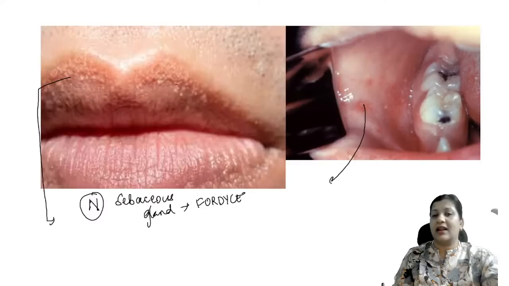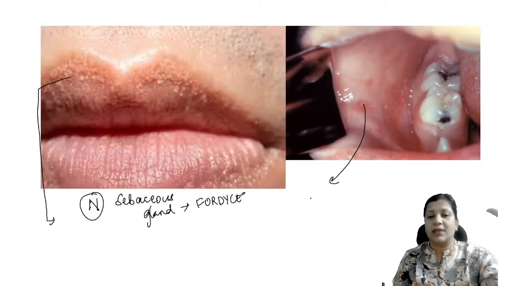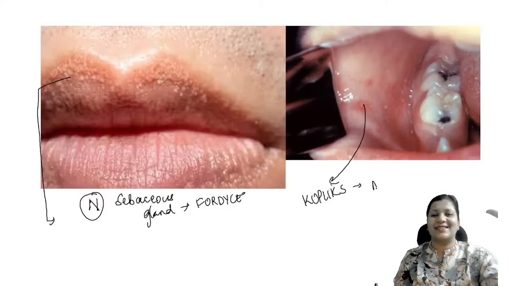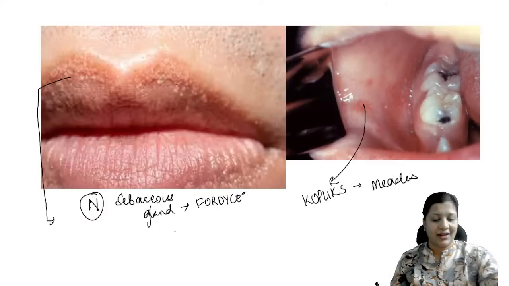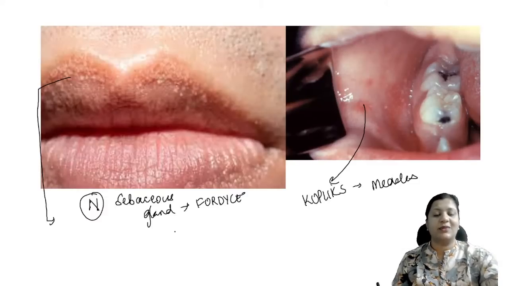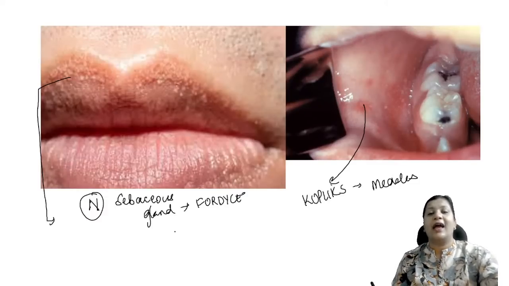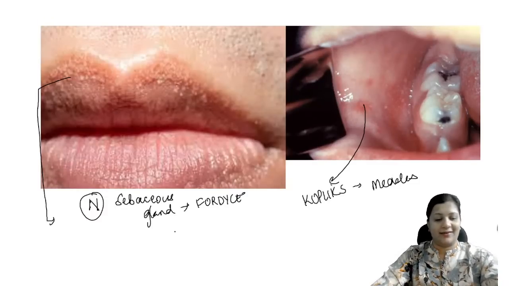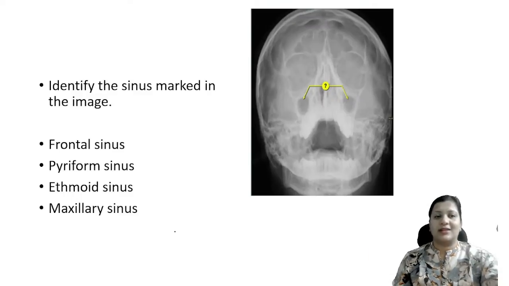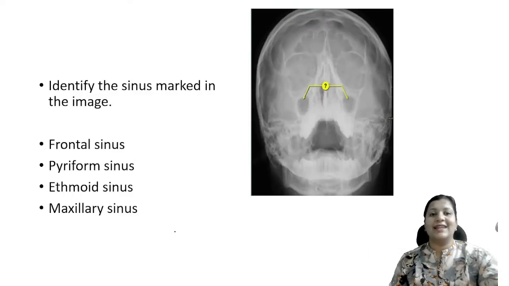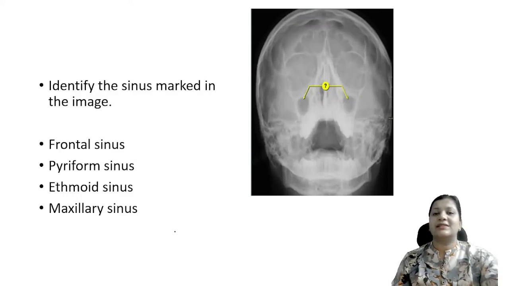And you see these reddish ulcers with a whitish base, this is called a Koplik spot, and Koplik spots are seen in patients with measles. So this is how different oral cavity lesions would look in patients with measles, in Fordyce spots, in erythroplakia and in leukoplakia. Okay, let's go to the next question. Identify the sinus marked in the image. Is this the frontal sinus, piriform sinus, ethmoid sinus, or the maxillary sinus? Again, a very easy question.